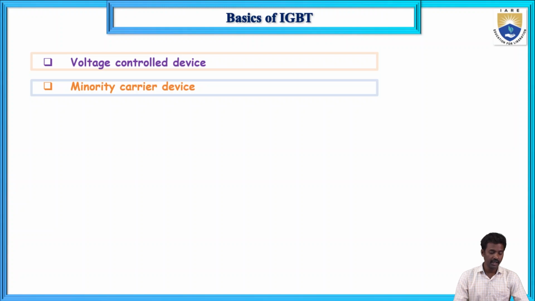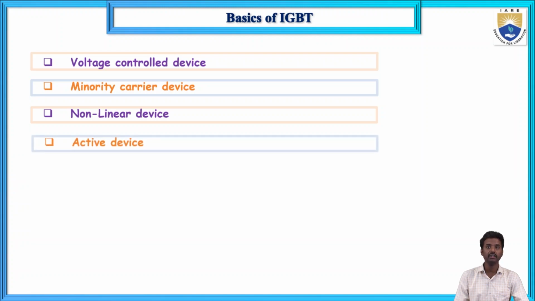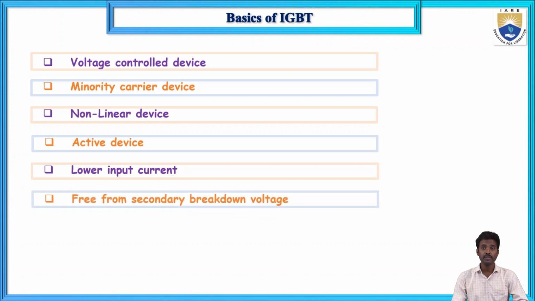It is a minority carrier device. And next, a non-linear device. The output voltage-current characteristics are non-linear, because it is not a straight line passing through the origin. So this device is also known as a non-linear device. It is an active device. It has a low input current, because of its high input impedance.